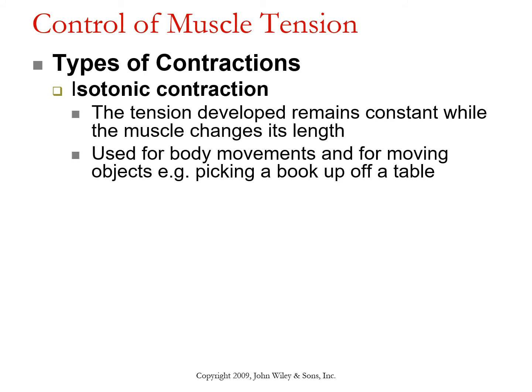Let's look at them. In isotonic contractions, the tension developed in the muscle remains constant while the muscle changes its length. Isotonic contractions occur when the body parts are being moved or when we are using our muscles to move objects. For example, when one picks a book up off the table, they are flexing at the elbow. The bicep brachii muscle, which is the muscle of flexion, is shortening and it's pulling the forearm towards the shoulder. If a muscle shortens while it contracts, that is called a concentric isotonic contraction.